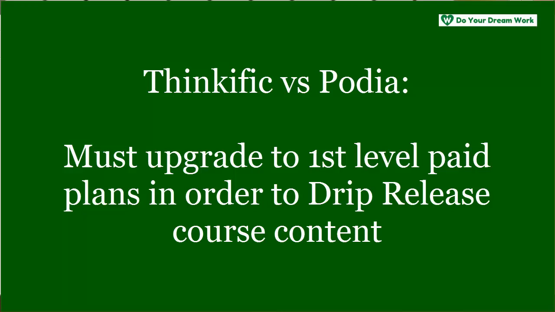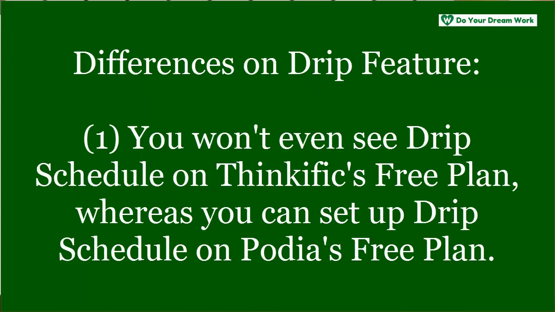Now, there are a couple of important differences in terms of the drip release feature between Thinkific and Podia. One, in Thinkific, on the free plan, you won't be able to even see the drip scheduling feature, and you won't be able to do anything. You won't be able to schedule the time delays. You need to upgrade in order to see, have access to, and use the drip feature on Thinkific. Now on Podia, as I just mentioned, you can set up the drip scheduling on the free plan.